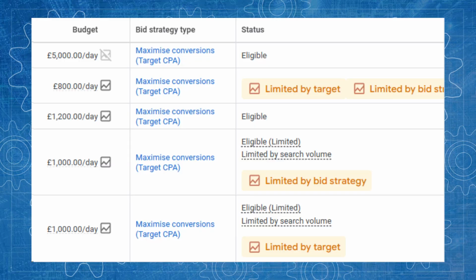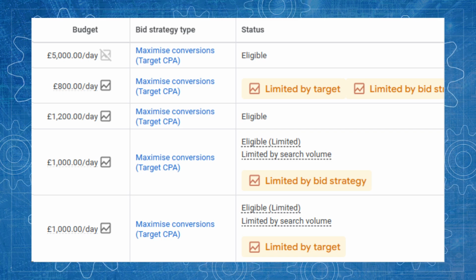When you go into Google Ads, you sometimes find that your campaigns have a limited status. Sometimes when Google tells you something, you have to approach it with caution, but sometimes you should actually listen. So today we're going to go through and understand what it means by your campaign statuses being limited.